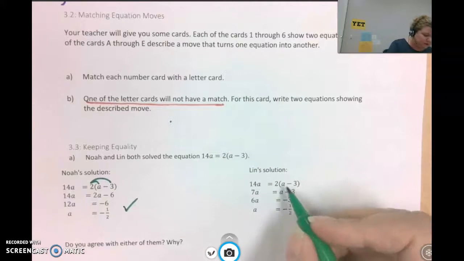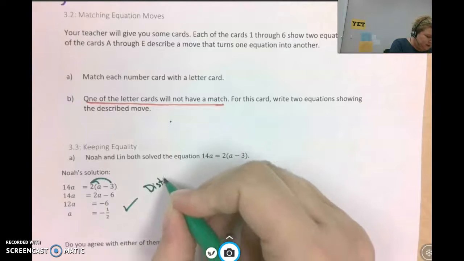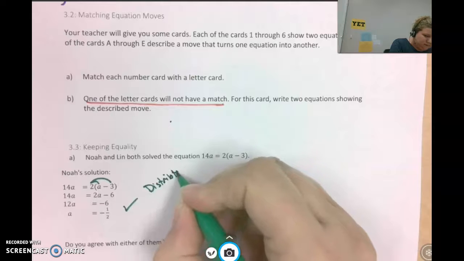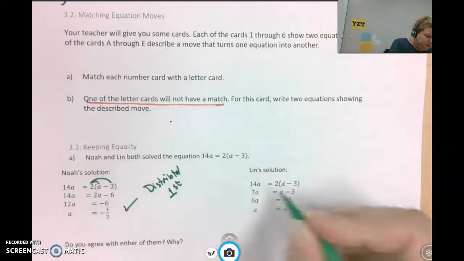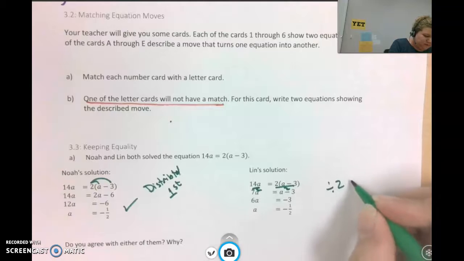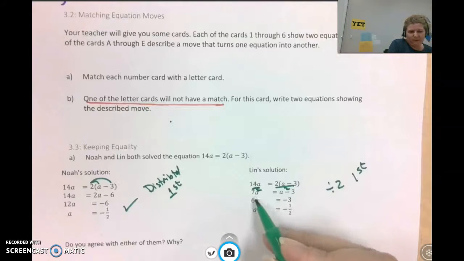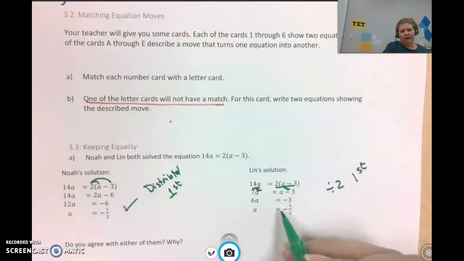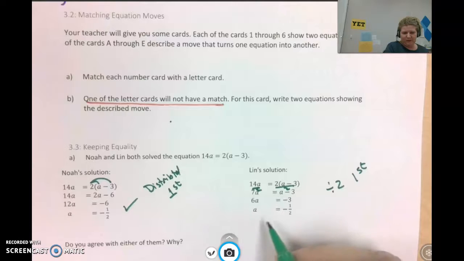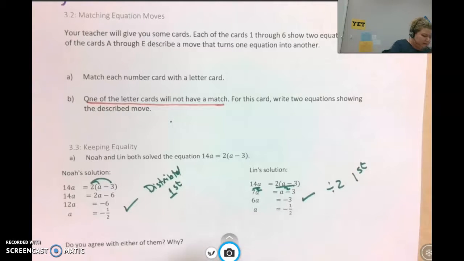Let's see what she did first. Looks like she started, let me write down what he did. He distributed first. Now she divided by 2 on each side first. But she did that correctly. 14a divided by 2 is 7a. And then she subtracted a from each side. And finally divided by 6. And she is also correct. So they are both correct.